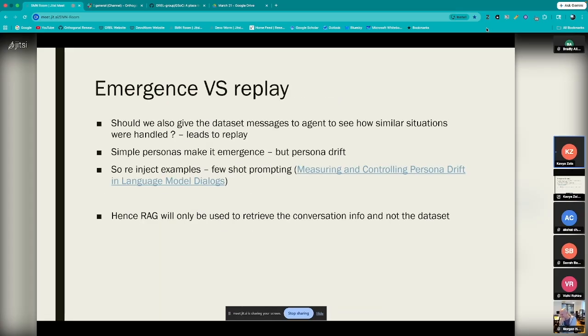So again, where should we apply RAG? This was the question. I was thinking, should we also retrieve how a similar situation was handled from the data set I'm using, like the real Slack conversations? But if I do that, then it will be a replay and not emergence. Since we want to study the emerging behaviors, I think that's not the right way.